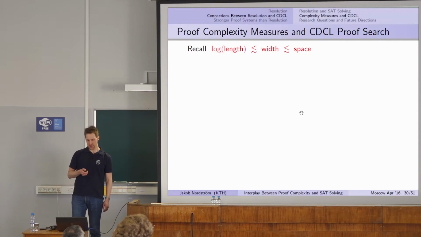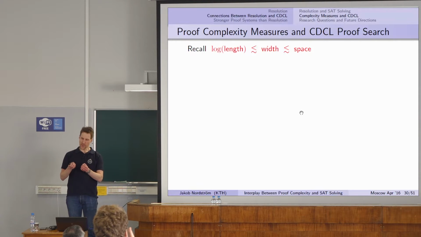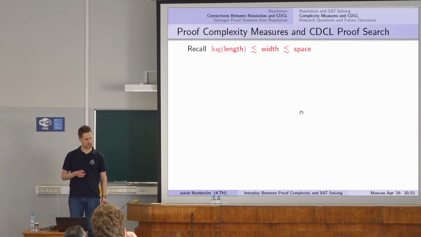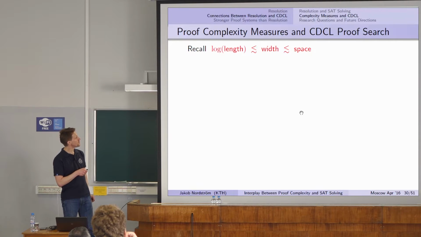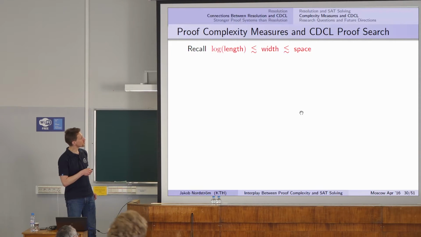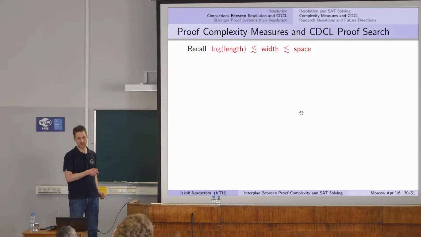And if you think about it, it turns out that they're actually increasingly strict hardness measures, because there are formulas which are hard for space but easy for width, and there are formulas that are hard for width but easy for length. Turning it in the other direction, length might say that some formulas are easy that width says are hard, and width might say that some formulas are easy that space thinks are hard. So it gives a sort of hierarchy of hardness measures.